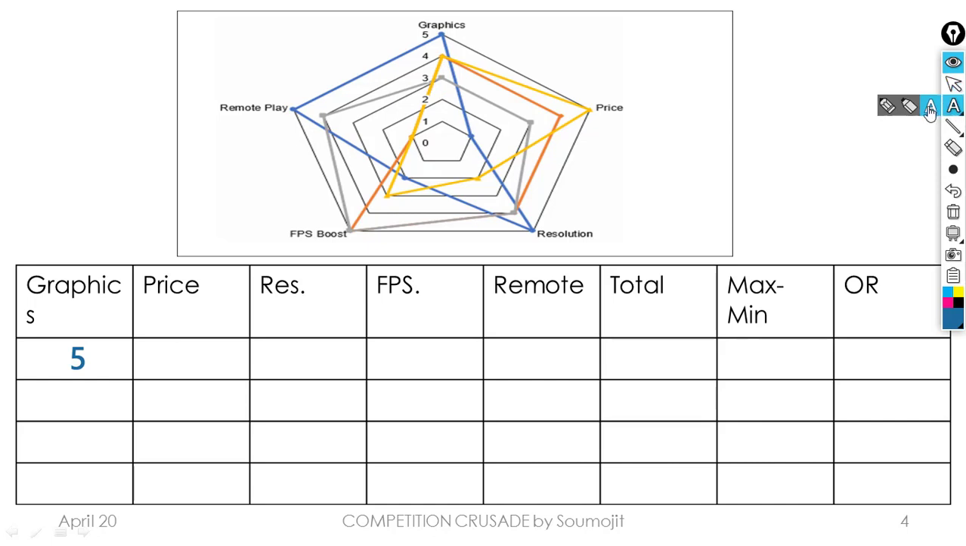So that way we will be plotting each and every thing. You just have to see where this blue line goes from graphics to price. It goes to 1. So I'll write 1 over here. For resolution, you can see that again from 1 it goes all the way to 5. So I'll write a 5 over here. And for FPS, when the blue line goes from 5 to FPS, this is basically 2. So I'll write 2 over here.